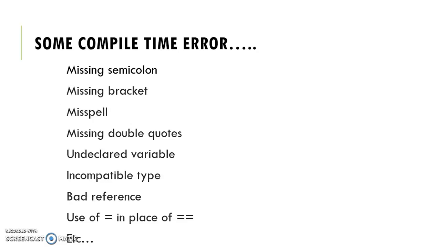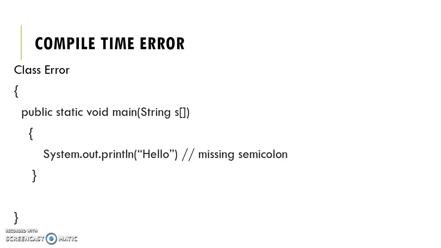Some compile time errors are missing semicolon, missing bracket, misspell, missing double quotes, undeclared variables, incompatible type, bad reference, use of single equal to in place of double equal to, etc.